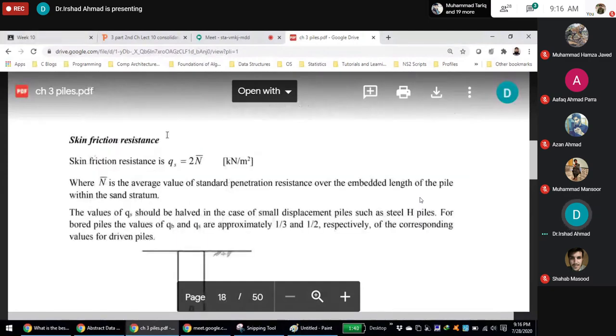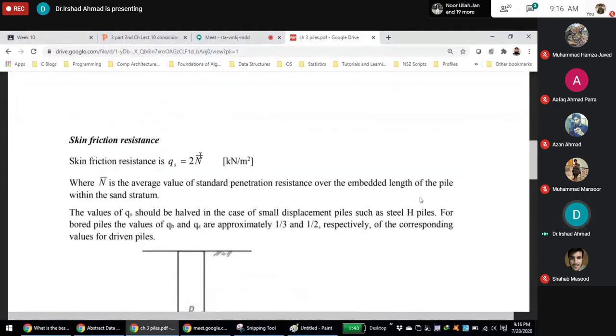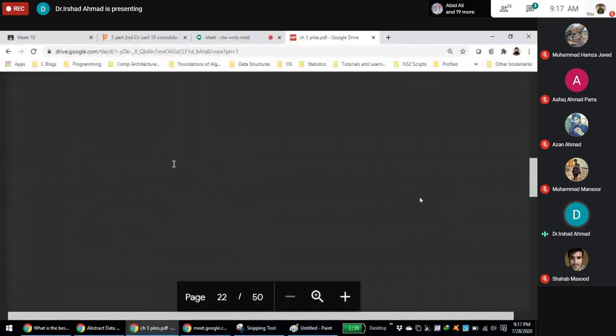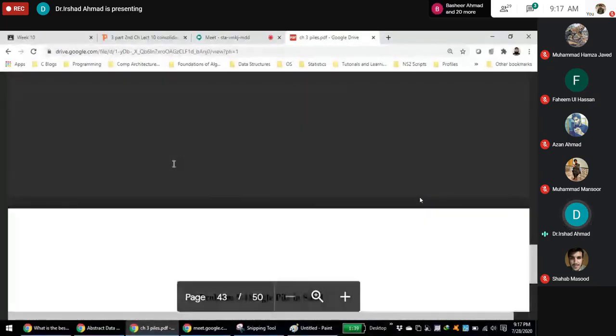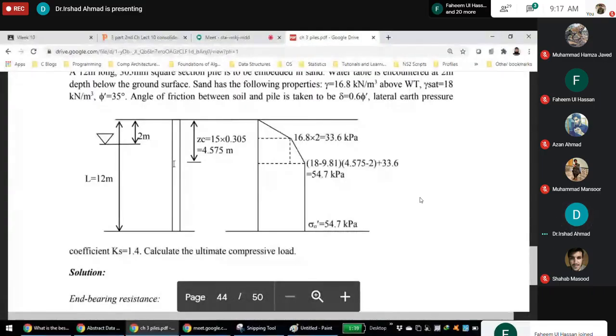QS for driven piles is 2 into N average. N average means the SPT N averaged over the pile length; multiply that by 2 and you will get QS for driven pile. For bored piles, you divide the value of QS by 2. You halve it and use it for bored pile. So we are going to use all these in the example below, and anything which is not clear to you, we hope that it would become clear to you. This is a problem.